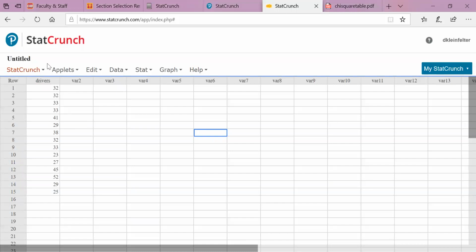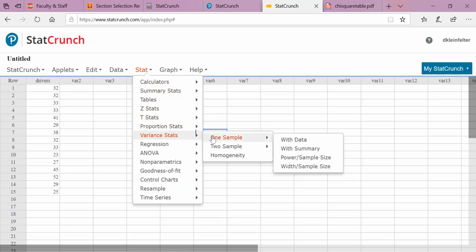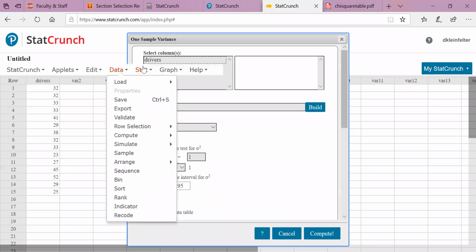All right, so I've opened up StatCrunch and I went ahead and put in all of the ages of the 15 drivers. And so now we're ready to go ahead and do the hypothesis test for this. So we'll go up here to Stat, and then we're doing, it's standard deviation, right, that we're testing, but it goes with variance. So look under variance stats. We're doing one sample. This time I actually have the data to work with. So variance stats, one sample with data. We did this for the confidence interval in chapter 7, but this time we're going to do the hypothesis test.